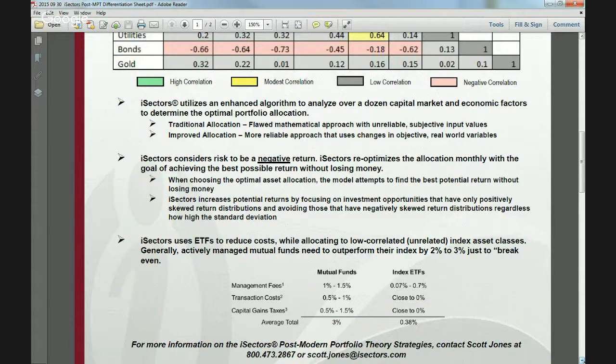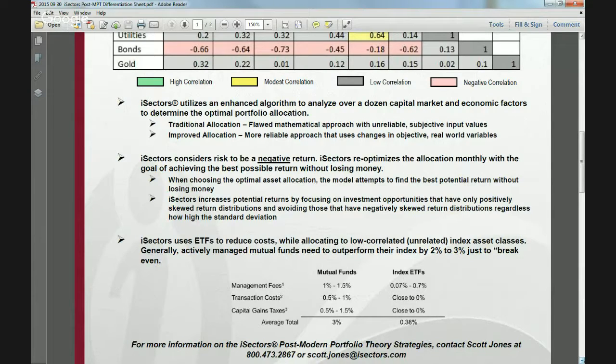ETFs do not have management fees like actively managed mutual funds do, which can range anywhere from 1 to 1.5%. ETFs do have administration fees, though, that can range anywhere from 0.07 to 0.7%. But as you can see, it's significantly less than having to pay a manager. And ETFs don't have transaction costs like an actively managed mutual fund does, because it's representing an index. So that can save you anywhere from 0.5 to 1%, which is on average the cost of most of the trading going on in an average actively managed mutual fund.